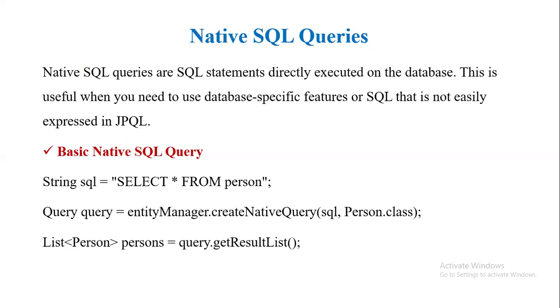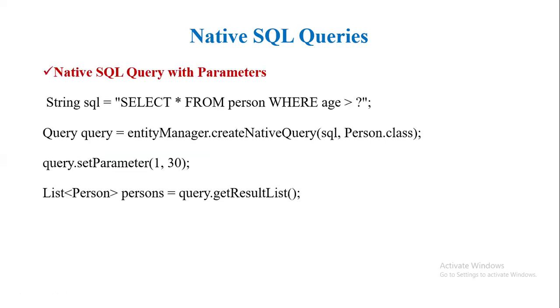Query is a class name. Next, query is an object equal to entityManager.createNativeQuery, which helps you execute the query assigned in the string on the table called person. And listPersons is equal to query.getResultList. So here all the data has been retrieved from the person table.